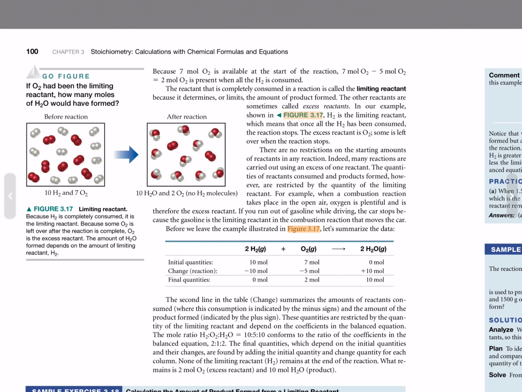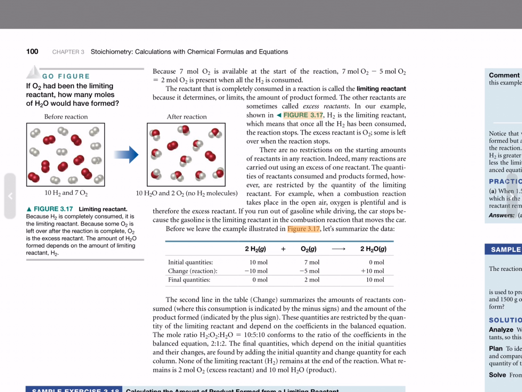There are no restrictions on the starting amounts of reactants in any reaction. Indeed, many reactions are carried out using an excess of one reactant. The quantities of reactants consumed and products formed, however, are restricted by the quantity of the limiting reactant. For example, when a combustion reaction takes place in the open air, oxygen is plentiful and is therefore the excess reactant. If you run out of gasoline while driving, the car stops because the gasoline is the limiting reactant in the combustion reaction that moves the car.